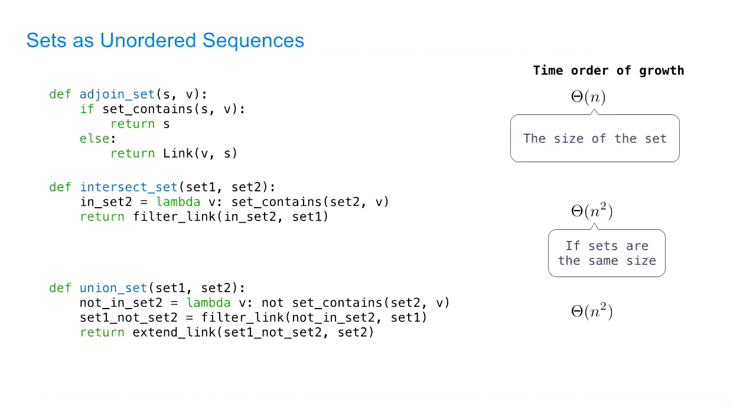Okay, this also runs in n squared for a similar reason. For every element in set 1, I have to check whether it's in set 2. And so this is a nested set of processes in disguise. Filter link goes through everything in set 1 and applies set contains to that element, going through every element in set 2.